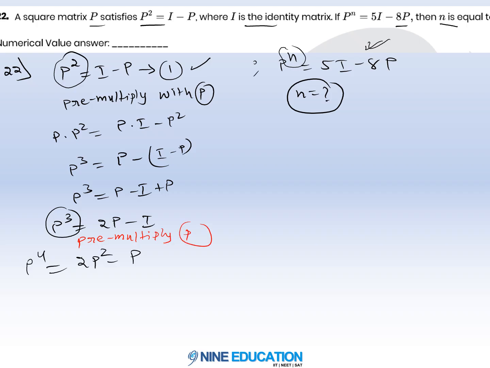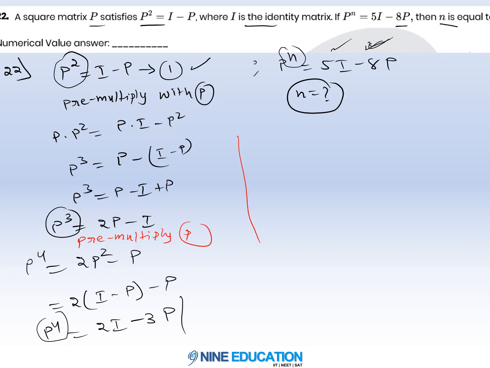So P into I is P. So 2 into P square is from equation 1. Again it is I minus P here. So 2I minus 2P minus P, which is minus 3P it is. So P power 4 we got 2I minus 3P, but it is 5I minus 8P in the question. So what is next even power after 4? It is P power 6.